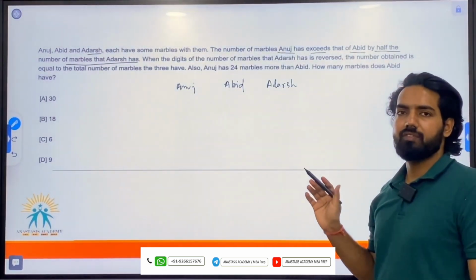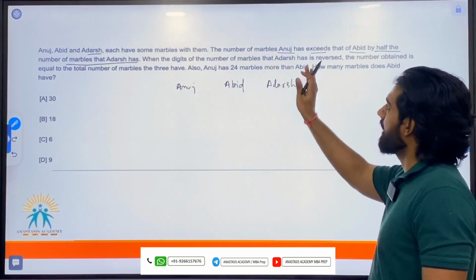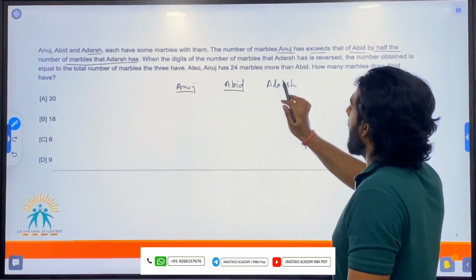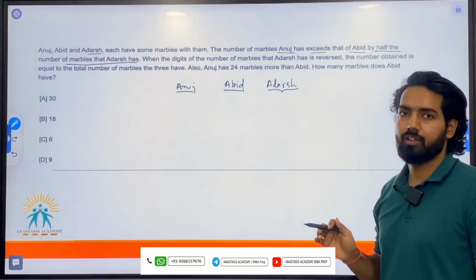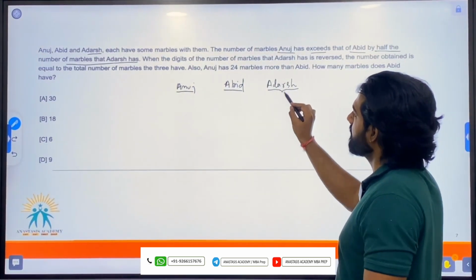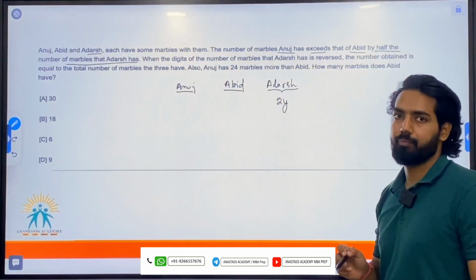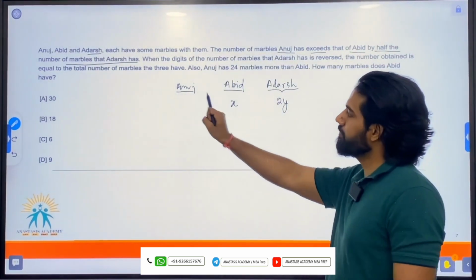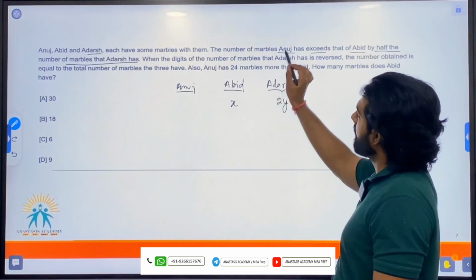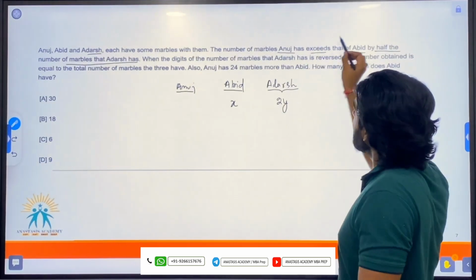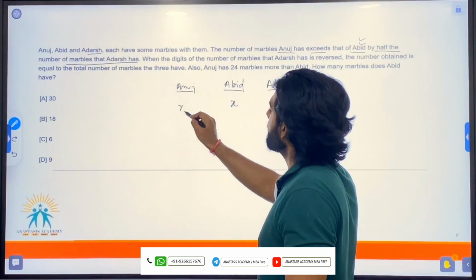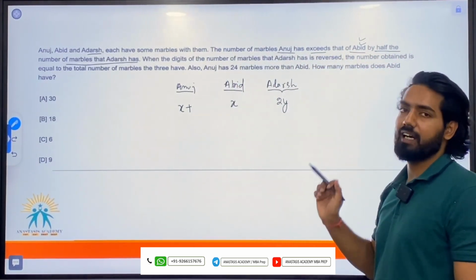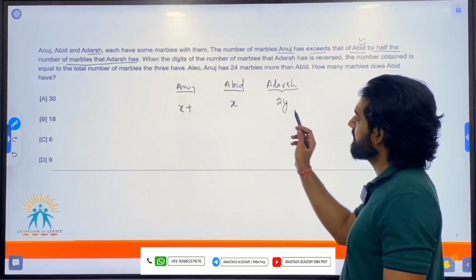Each has some marbles with them, and it is given that the number of marbles that Anuj has exceeds that of Arvind by half the number of marbles that Adarsh has. So I'm assuming the number of marbles that Adarsh has is 2y, and the number of marbles with Arvind as x. Because the number of marbles with Anuj exceeds that of Arvind, Anuj has x plus the amount that is half the number of marbles that Adarsh has. So half the number of marbles would be y.